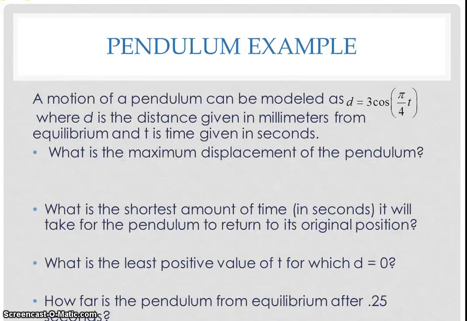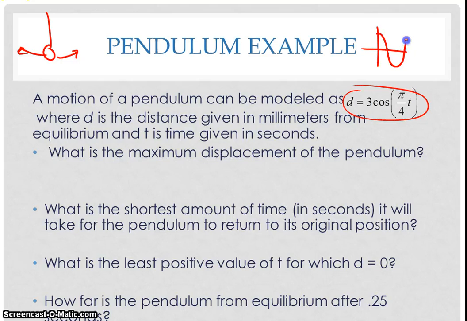So in this problem, we have a pendulum that's going to move from side to side. And here is the equation of motion. What is the maximum displacement of the pendulum? So this is a cosine function. It's a positive cosine function, so I know it looks like this. Since the a value is 3, I know those values are 3.